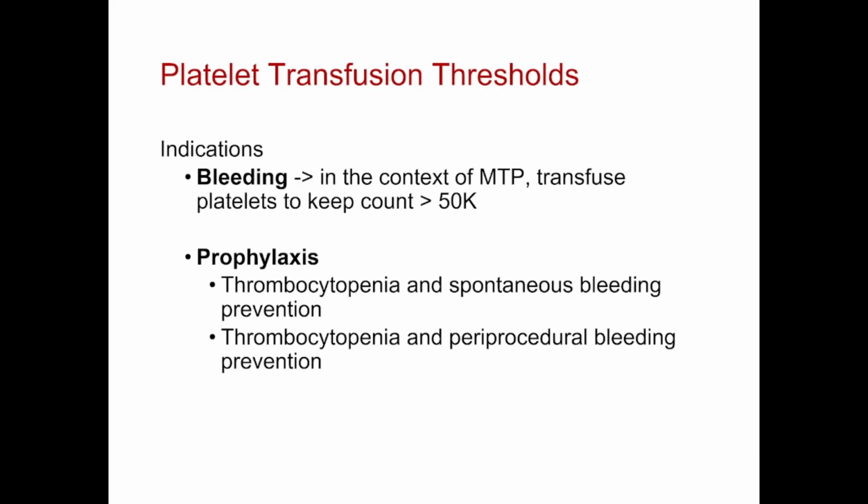Platelet transfusion thresholds: in the context of an MTP, the goal is to keep platelets at 50,000, because you're trying to prevent bleeding. In cases of prophylaxis, when the patient is stable and not bleeding, you can give them platelets to prevent spontaneous bleeding, and also platelets before a procedure for prevention.